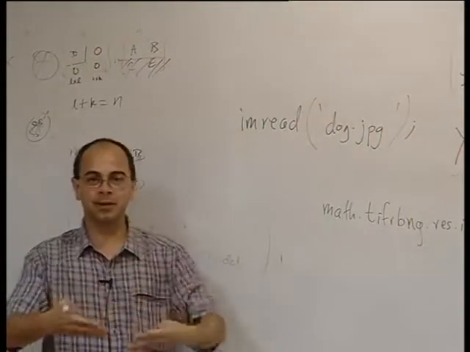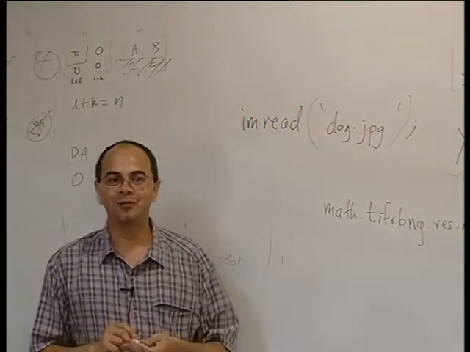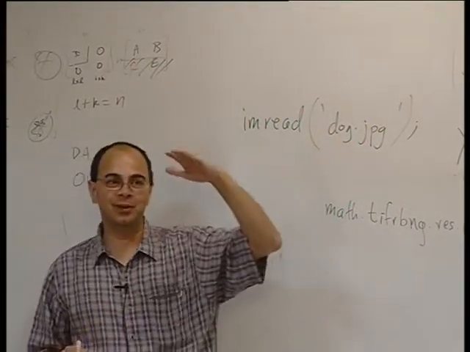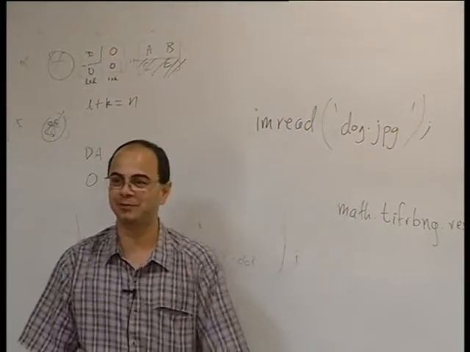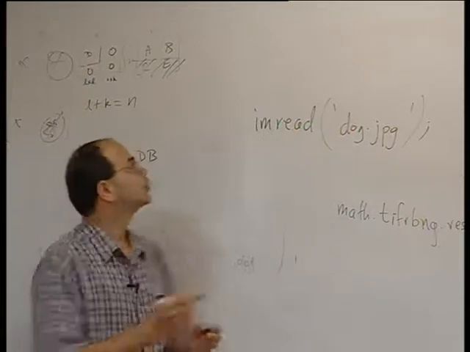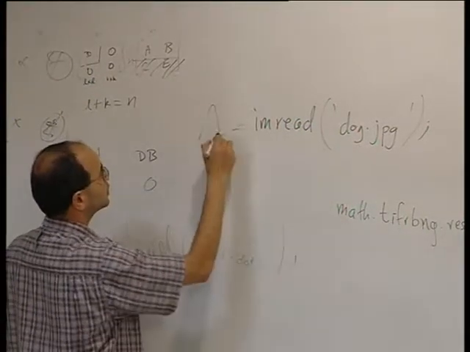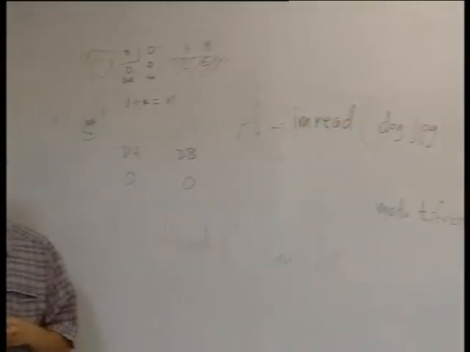What this does is read the image as a matrix, and if you don't give the semicolon, then you will see a 300 by 200 matrix scroll by your screen, which will take a long time. So you set this equal to, say, x, or, keeping up with my notation, set this equal to, say, a.